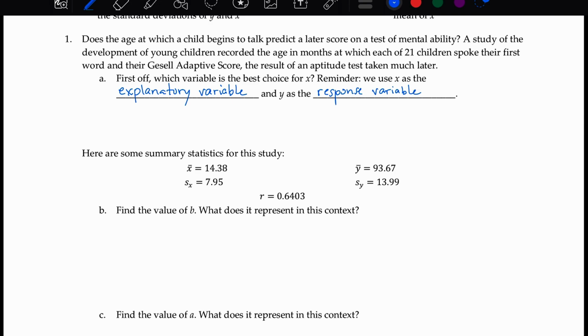Well, we want to think about the explanatory variable. Which variable from above explains the other one, explains the response we might see in the other one? So for example, age would explain shoe size, as a way to think about things. Here, why don't you pause the video and think about which one would be the explanatory variable and why?